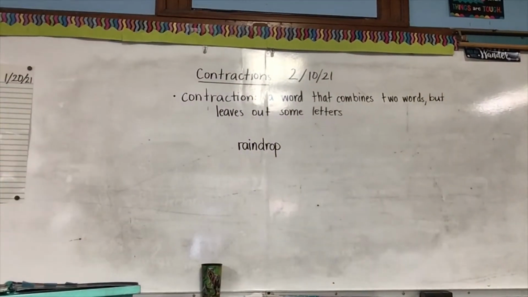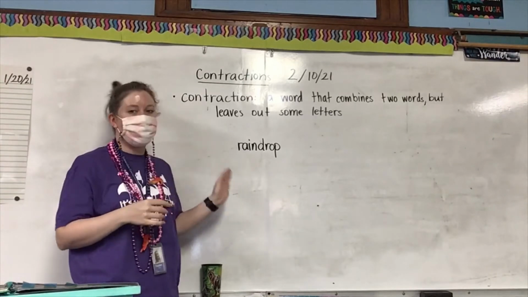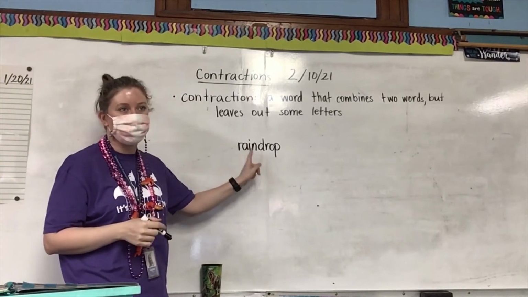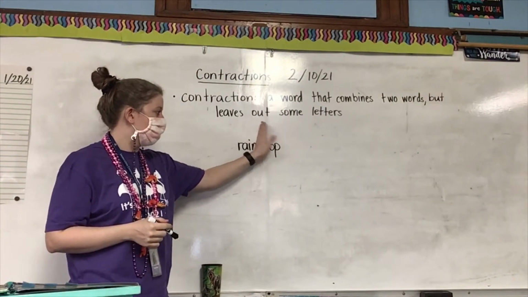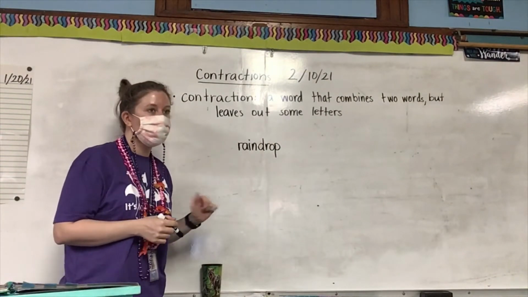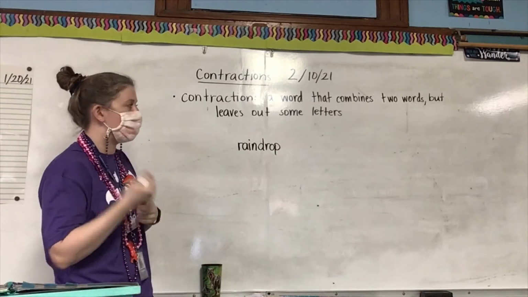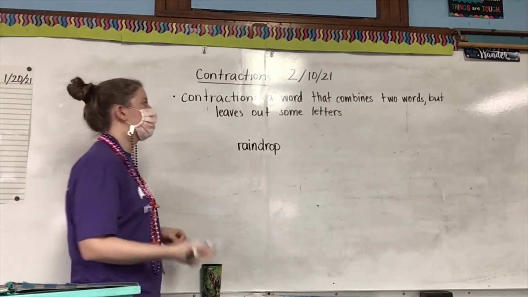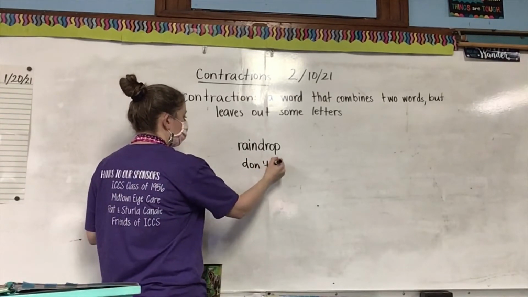Okay, so yes, Smith, a word that combines two words but does not leave out letters is a compound word, like raindrop. Raindrop is made up of the word rain and the word drop. We put it together. We don't leave out any letters. We have a compound word. But a contraction is a word that combines two words but leaves out some letters, like don't.